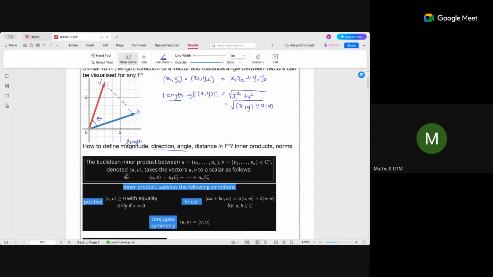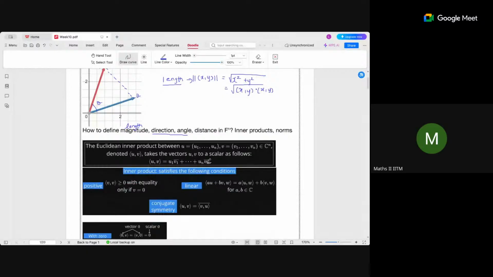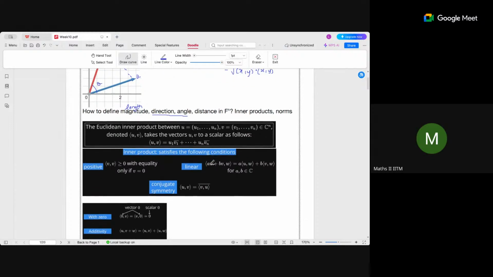Fine. So now, exact same definition, but we are going to generalize it for Cn first of all. Let's say we define the Euclidean inner product between two vectors in Cn, with the symbol inner product of u comma v, in this way: u1 v1 bar plus etc., plus un vn bar. This is the Euclidean inner product or the standard inner product. This is the usual way and it satisfies the following properties. What are they? Inner product of v comma v is greater than or equal to 0.